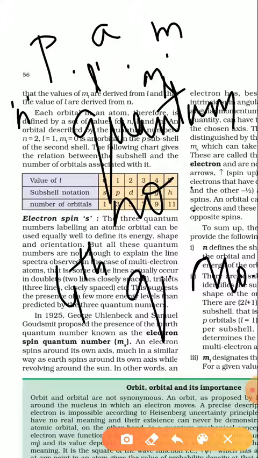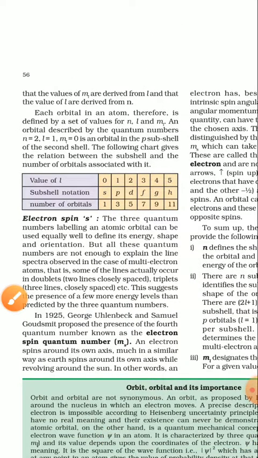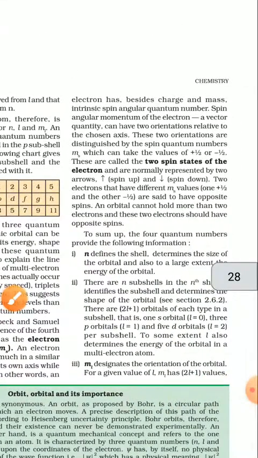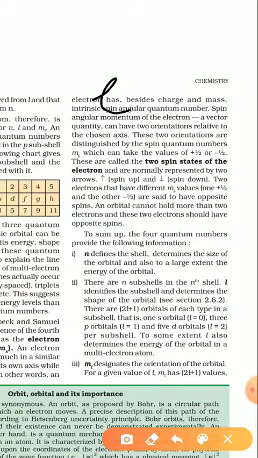We understood about these. There is a 4th quantum number also present, which is known as the electron spin quantum number, or MS. We can represent it with S also, no problem in that. What does it say? It says that the electron can spin in any way. It can spin from left to right, or right to left.